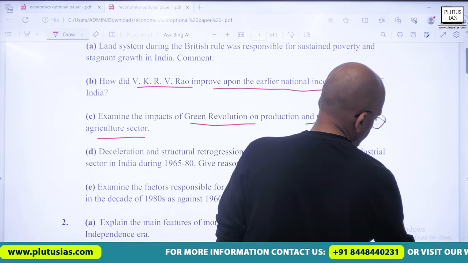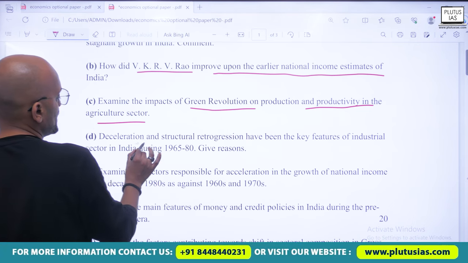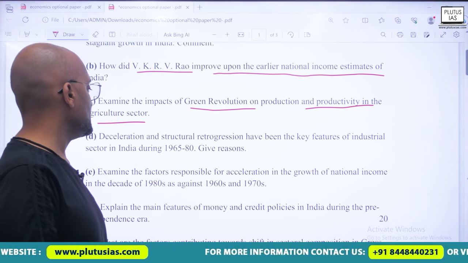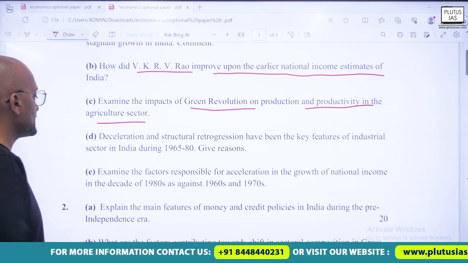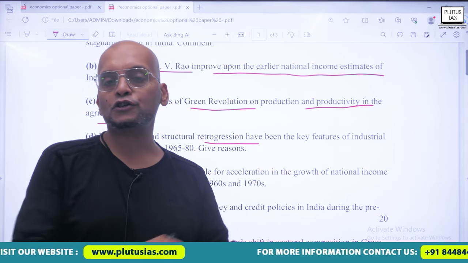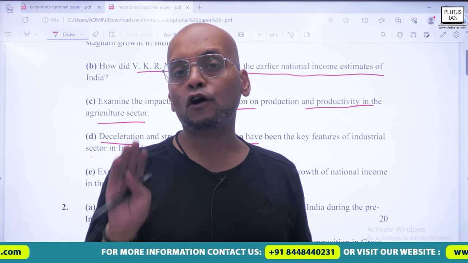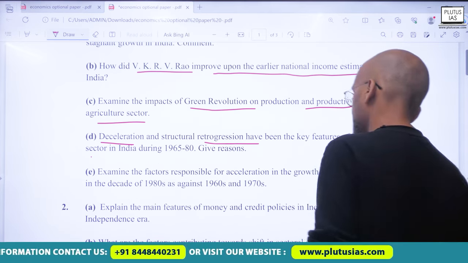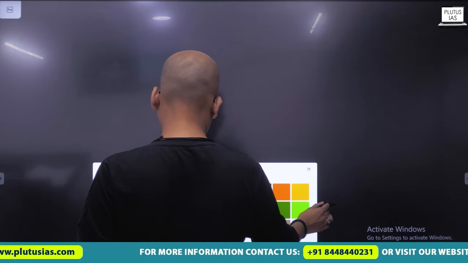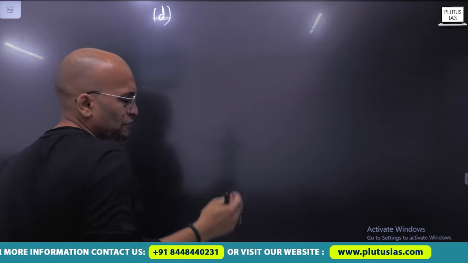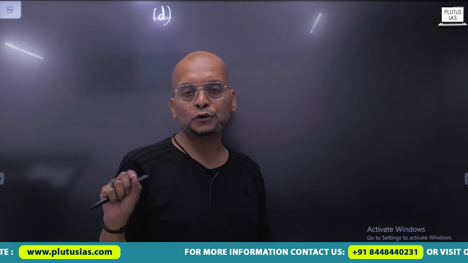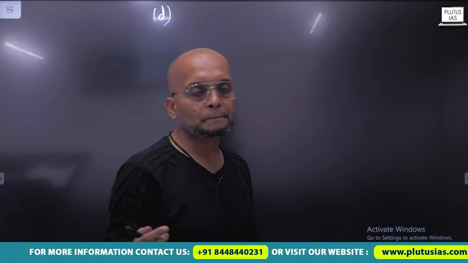Fourth question. It says that deceleration and structural retrogression have been the key features of industrial sector in India during 1965 and 1980. So deceleration and retrogression. Okay, so a direct question from the industrial sector of 1965 and 1980, so see, there are several heads under which this answer could be presented. I am just stating out the heads, and you could describe these heads, and your answer will be complete.